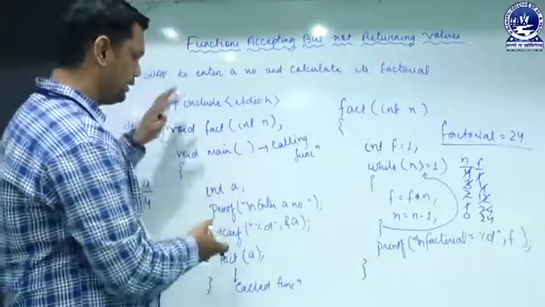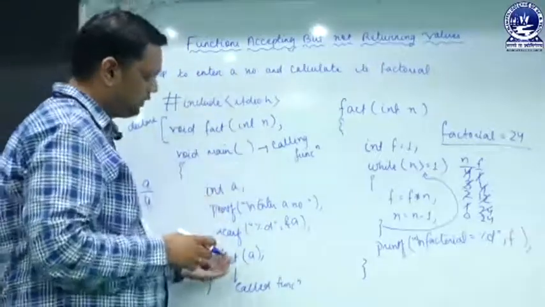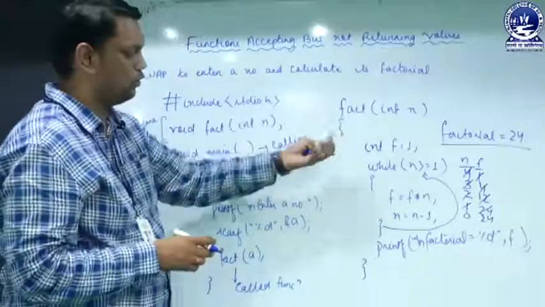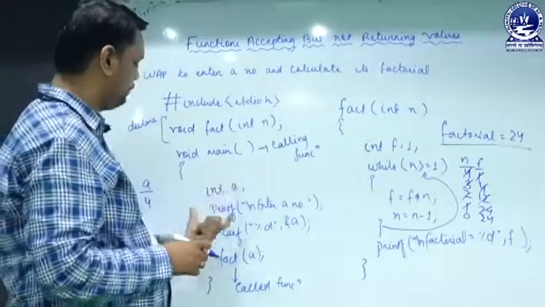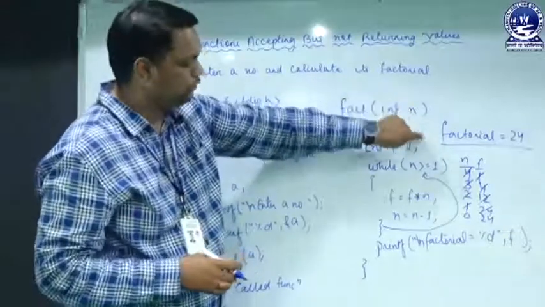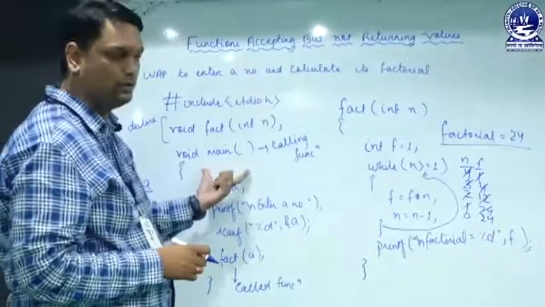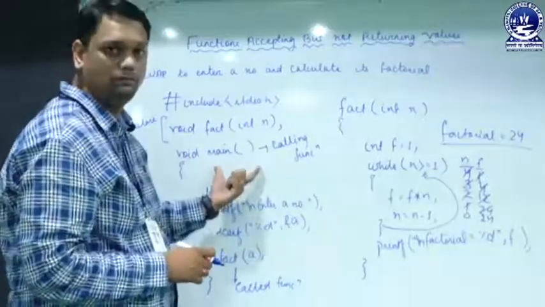So in this category of function, we are dealing with a function passing the value but not returning any type of value. So here the calling function passes the value to the called function, but the called function is not returning any type of value to the calling function. So this is the first category of function.